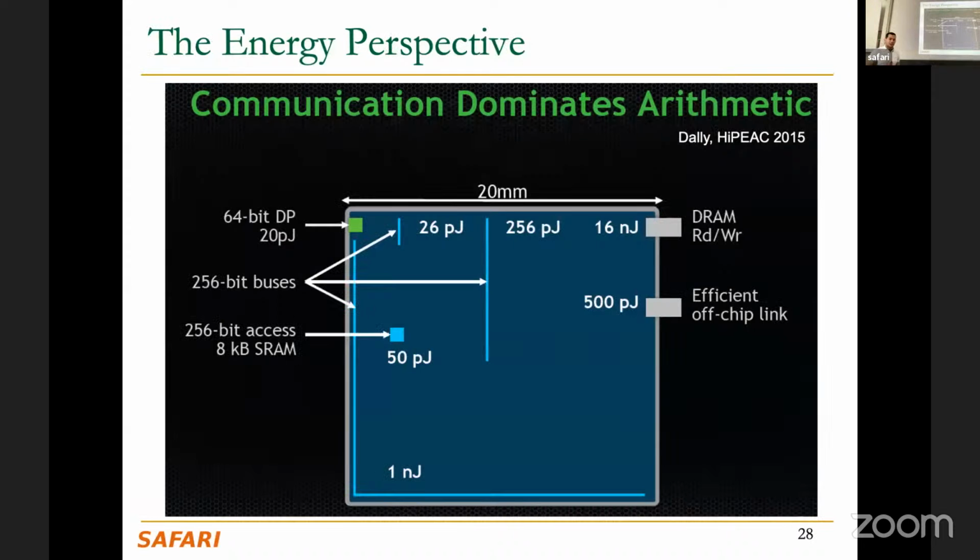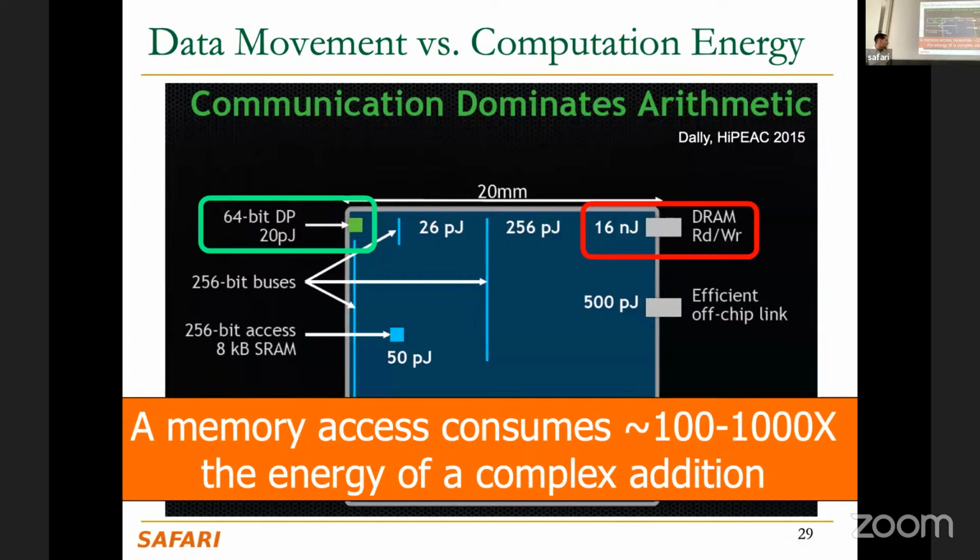So in terms of energy, if you look at the total energy that it takes to do computation compared to the energy that it takes for a memory request, you are going to see that a memory request takes two to three orders of magnitude more energy than computing a complex addition operation.